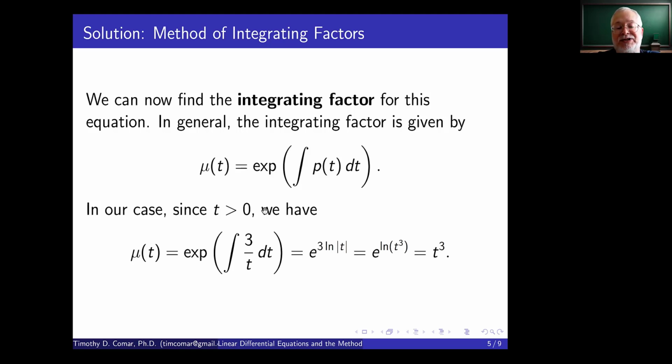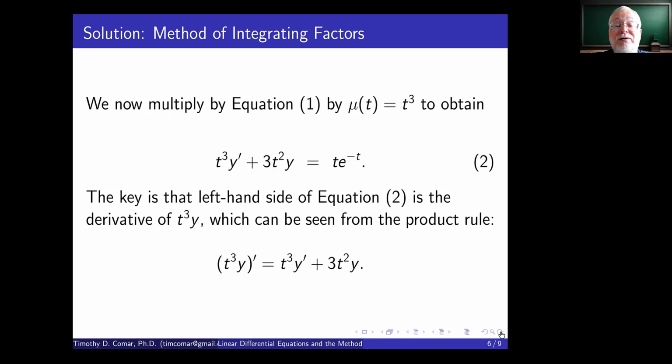In our case, since t is greater than 0, we have that mu of t is going to be e raised to the integral of 3 over t dt. And the antiderivative of 3 over t is simply going to be 3 times the natural log of t. And again, t is greater than 0, so we can lose the absolute value bars. Using rules of logarithms, this is e to the natural log of t cubed, which is just t cubed. T cubed is our integrating factor.